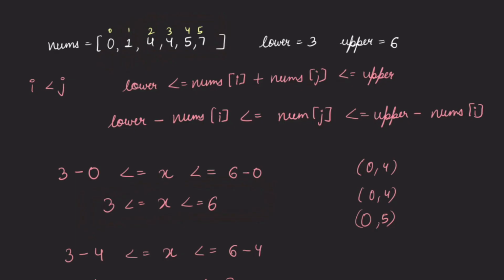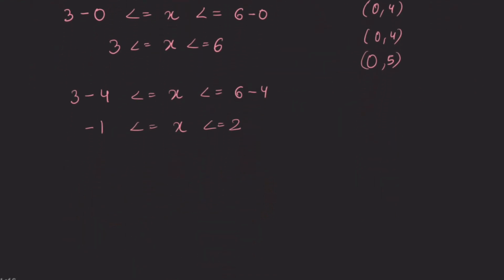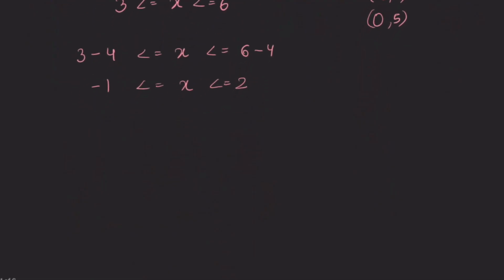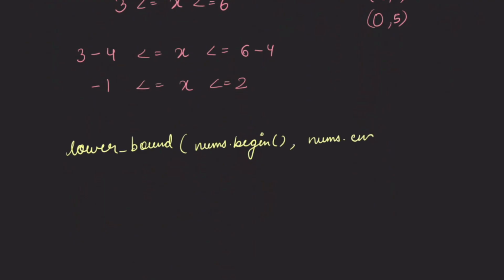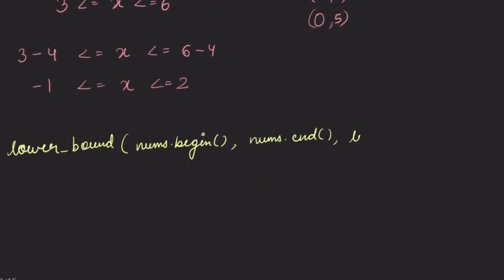So the only thing that you need to do is that whenever you are applying your lower bound and upper bound function, you need to mention three things, right? Basically, lower bound and upper bound take three parameters. First is an iterator pointing to the starting of the vector. In this case, the name of the vector is nums. So we write lower bound, and inside this we write nums dot begin. This denotes the starting point. And then we write nums dot end. This denotes the ending point. And then the third parameter is the number on which we want to apply the lower bound, which in our case will be lower minus nums of I, right?